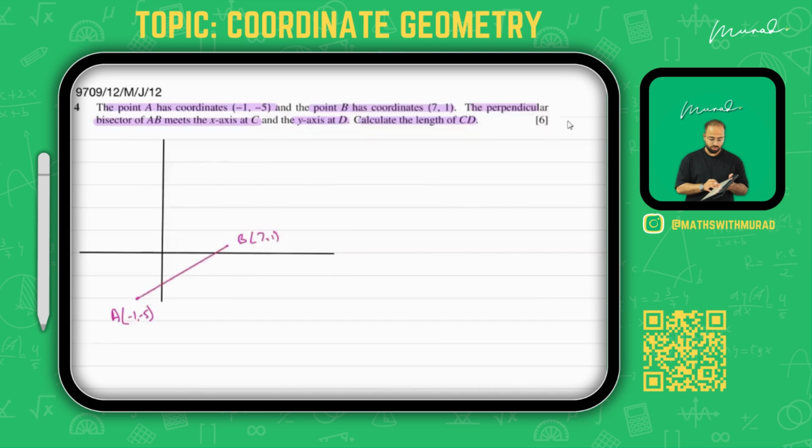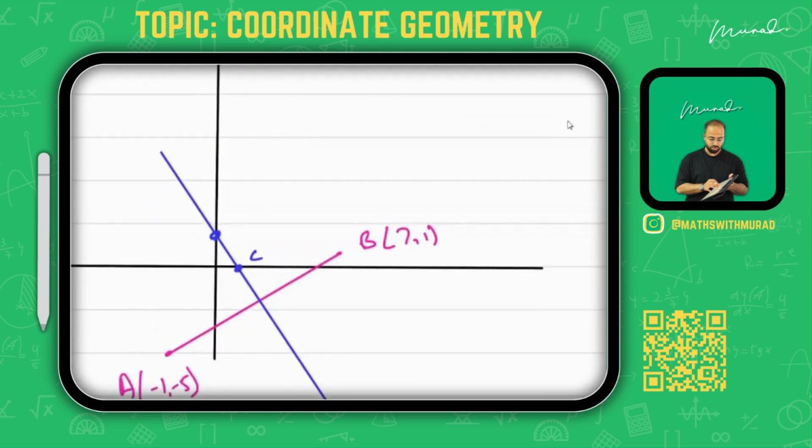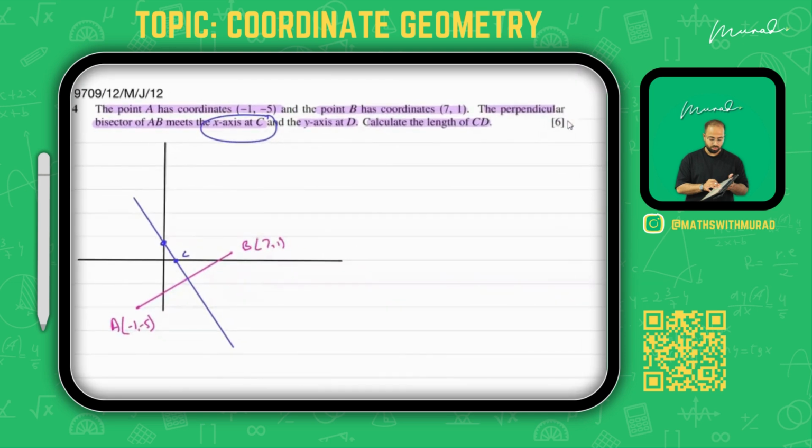This is a line of AB and the perpendicular bisector. They are asking for the perpendicular bisector of AB. So this perpendicular bisector, the blue line, is going through this particular point and this particular point we are talking about right now. AB meets the x-axis at C. So this is your C, this coordinate at C, and this particular point where your line is intersecting the y-axis is known as D. So you need to figure it out.